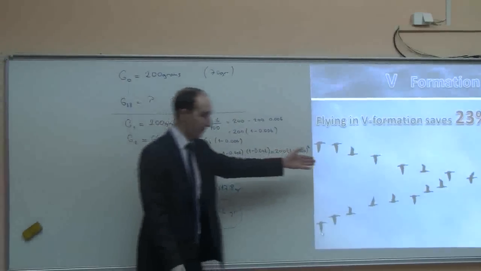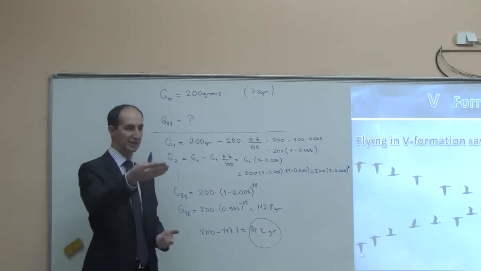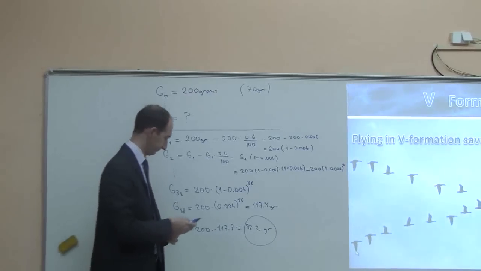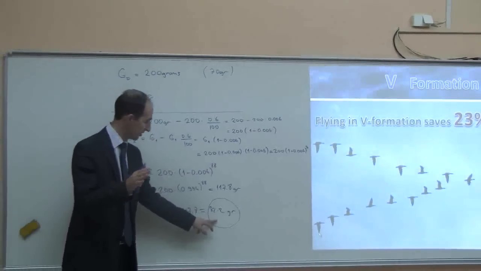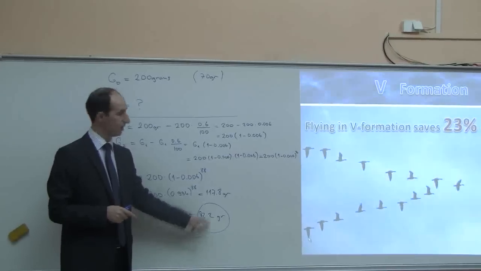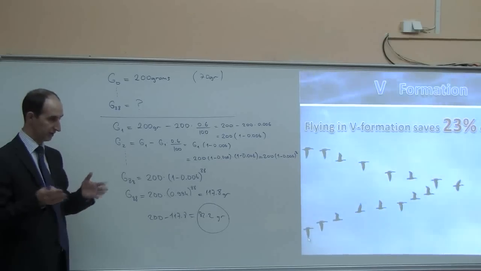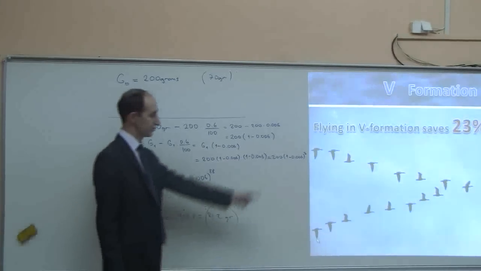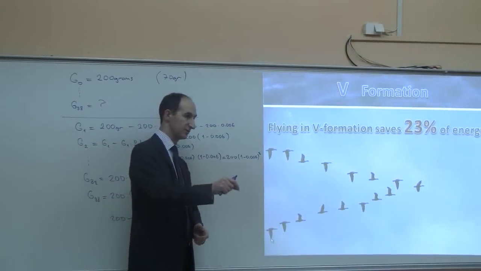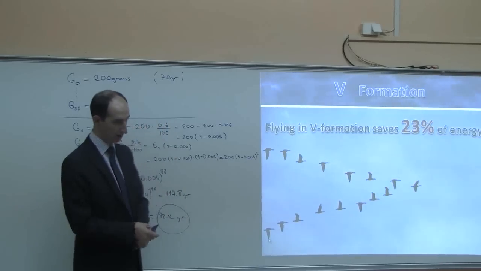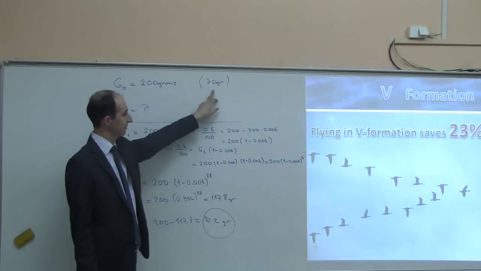If they don't know this formation, or the constant speed trick, they will die before 800 kilometers to Hawaii. So they have enough energy for 72 hours, but it is an 88 hour non-stop flight. So using this trick, V formation saves 23% of energy, and the second one is 51 kilometers per hour constant speed. So they can reach their destination.